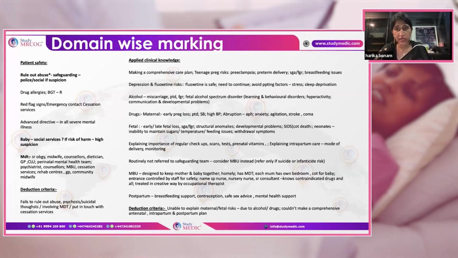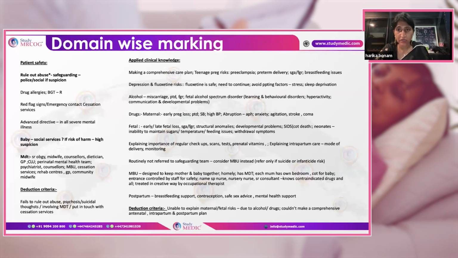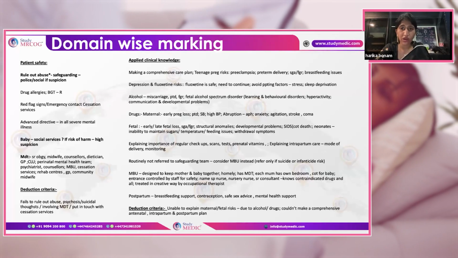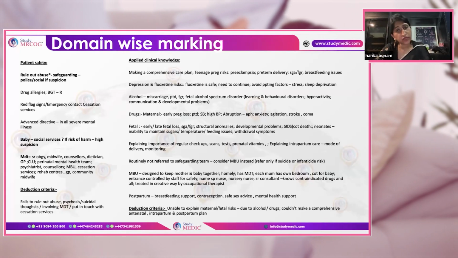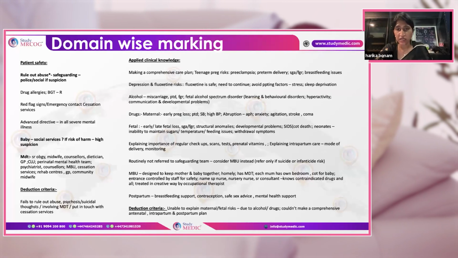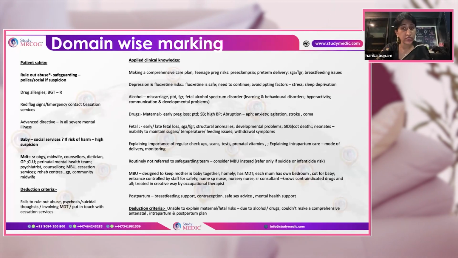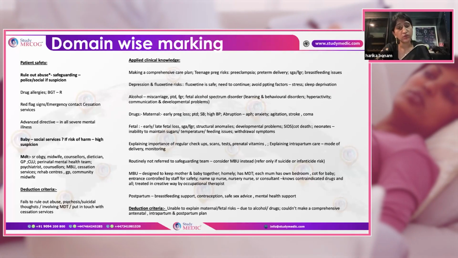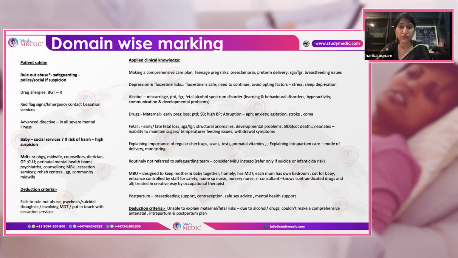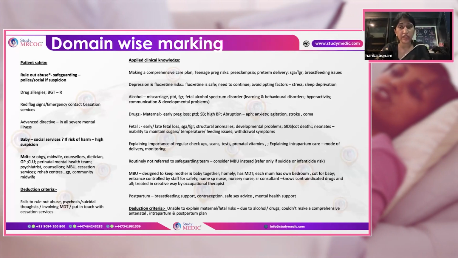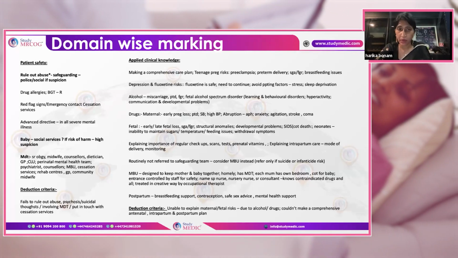In teenage pregnancy, preeclampsia, preterm delivery, small baby, she can have breastfeeding issues and all, and mental health problems. Depression and fluoxetine. Fluoxetine is a relatively safer drug, but she needs to continue throughout the pregnancy. If she gives up on the drug, she might end up going into psychosis. So the need of continuing the medication, avoiding the precipitating factors like stress and sleep deprivation.